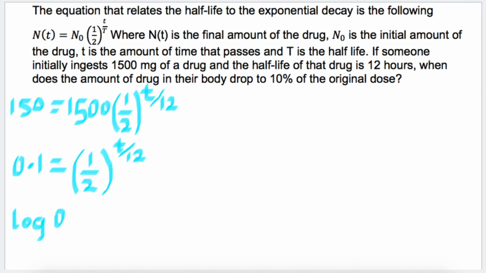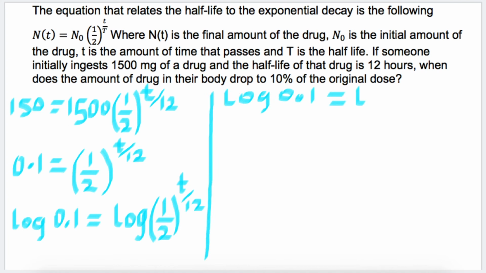So we're going to take the logarithm of the left side, so log of 0.1, and we're going to take the log of the right side, which is log of that exponential part. So this is a really important step because logarithms have a special property called the exponent property, which allows us to bring down that exponential part, that exponent. So this is going to be log of 0.1 is equal to t over 12 log of 0.5. So two important things. The exponent becomes the coefficient, and then I changed 1/2 to 0.5.